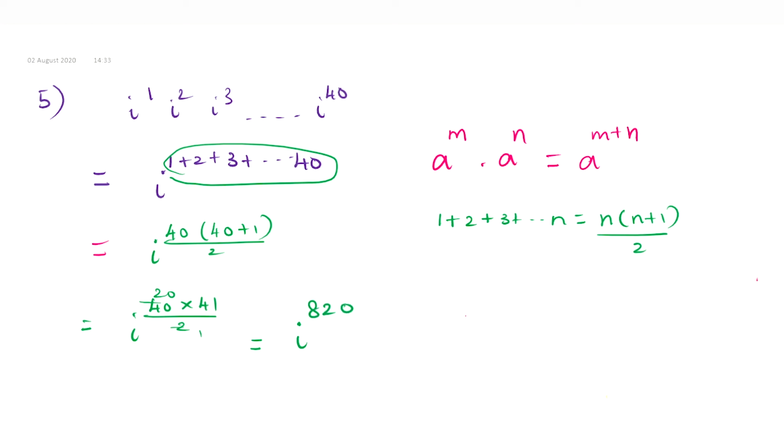So this is equal to i power 820. What is the value of i power 820? We have to check the last two digits. So you divide 20 by 4. So 4 5s are 20. The remainder is 0. This is equal to i power 0. So the answer is 1.